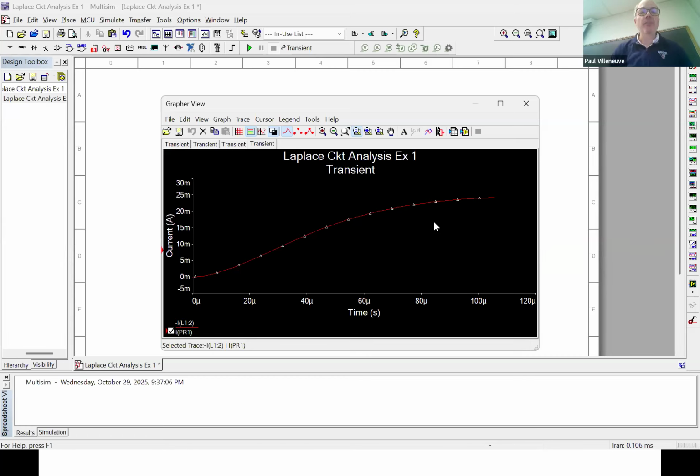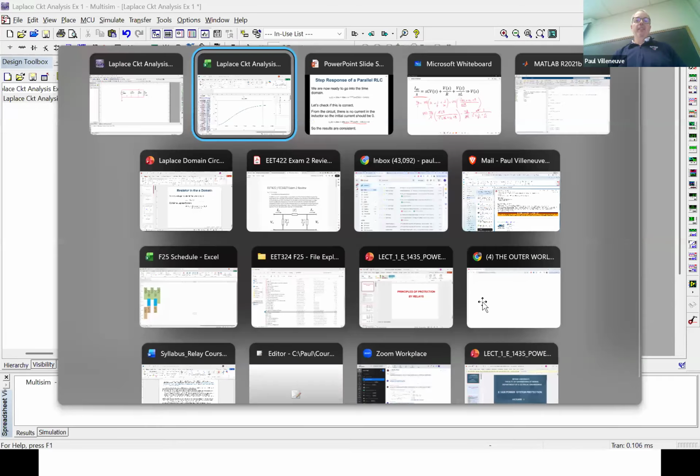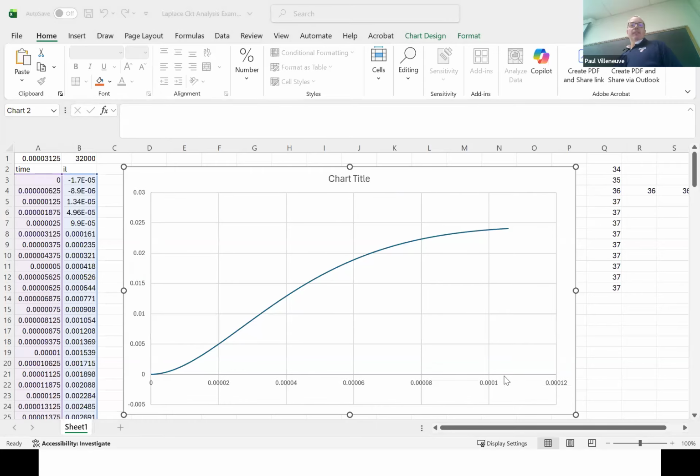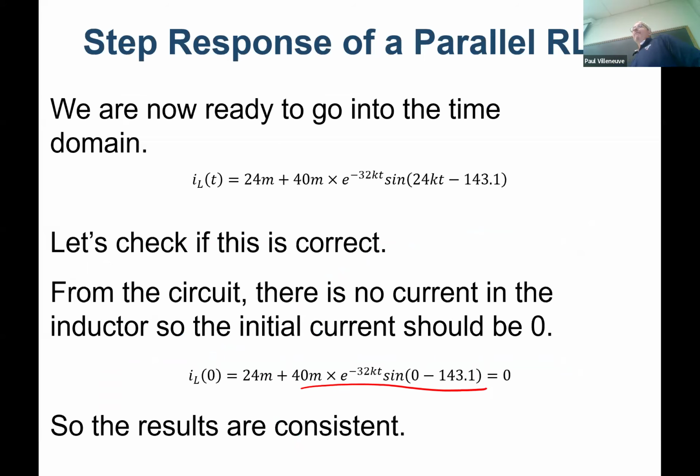Starts at 0, goes up to around 20-something milli at 100 micro. Starts at 0, goes up to around 20-something at slightly more than 100 micro. So what do you know? We checked our work.